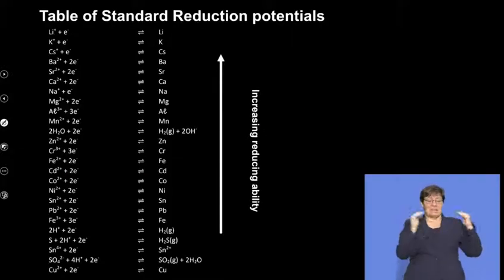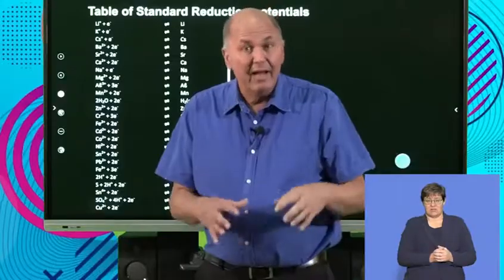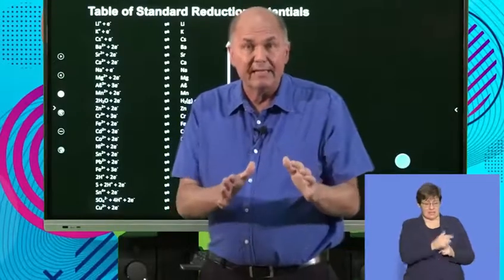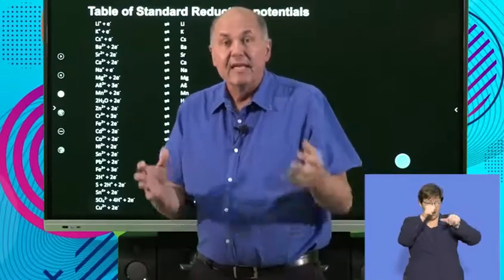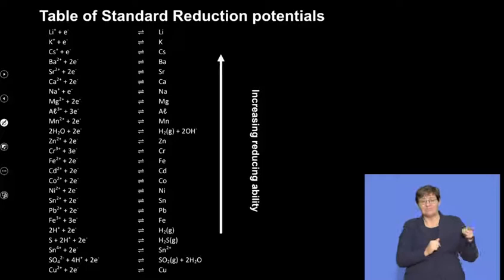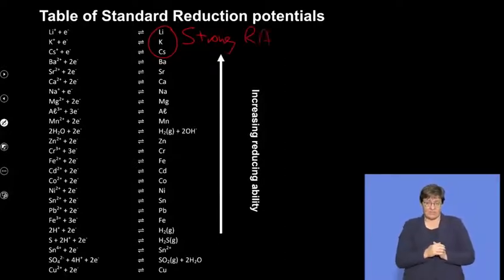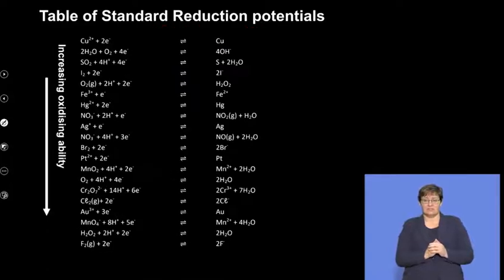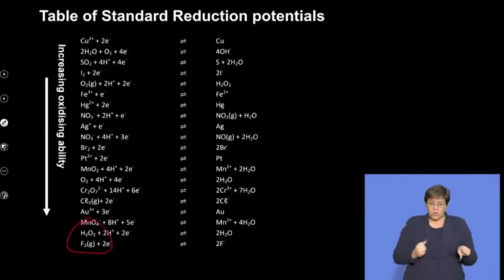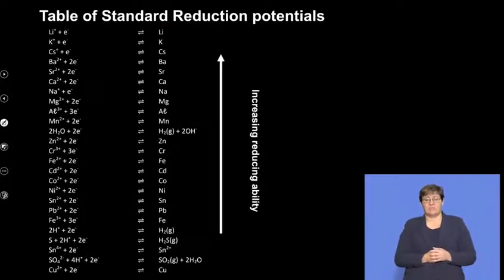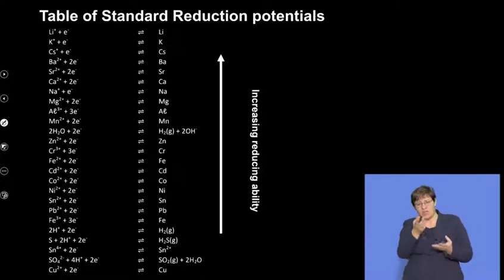Now, here's our table of standard reduction potentials. Where it comes from, I'm going to explain a little later, but what I want you to see is it gives us an order of things in their ability to be reducing agents. On this table, these are the strong reducing agents. And on the next slide, we'd recognize that down here, fluorine is the strongest oxidizing agent. Let's look at what information this table is giving.